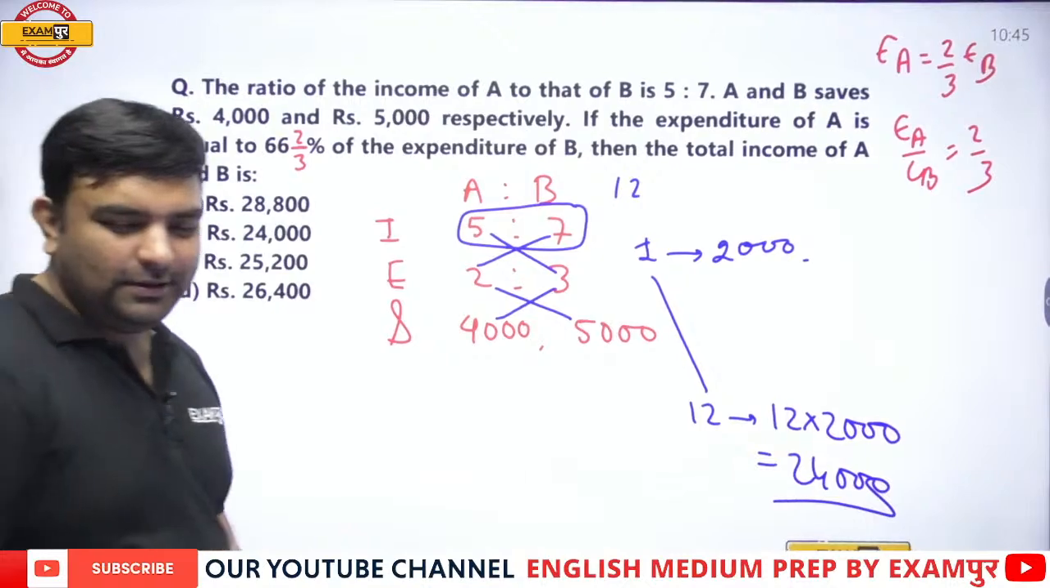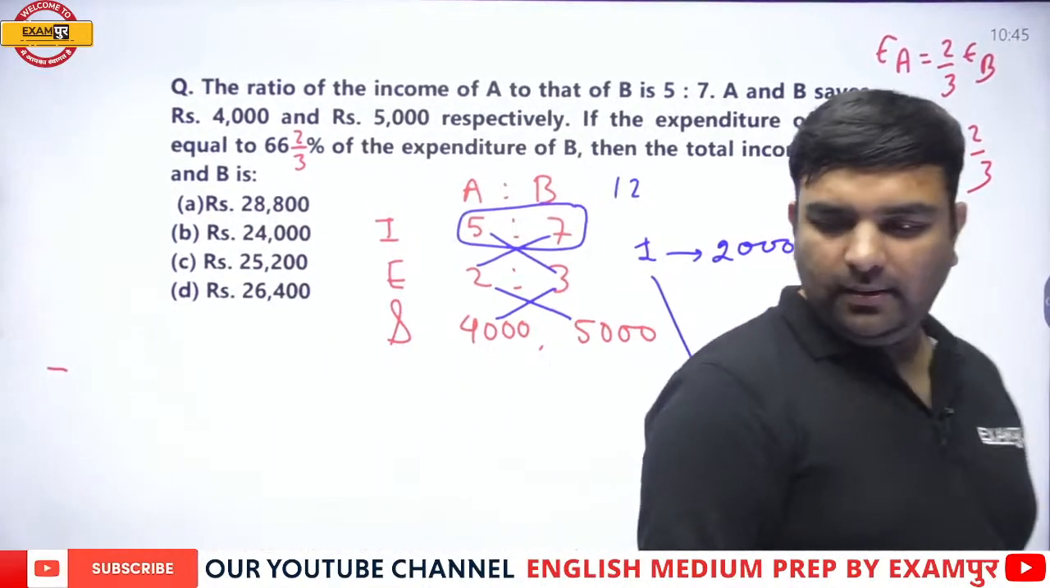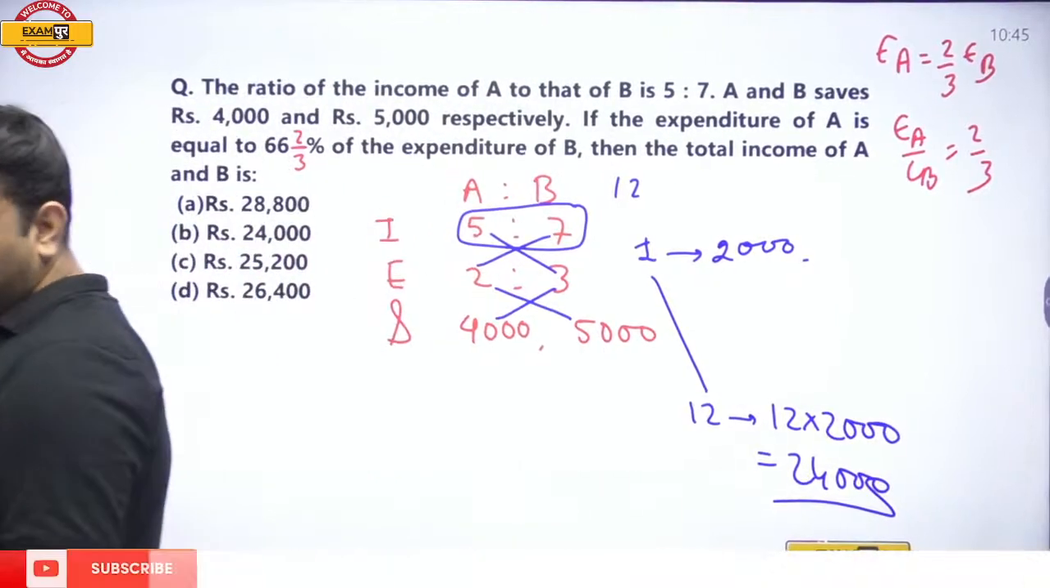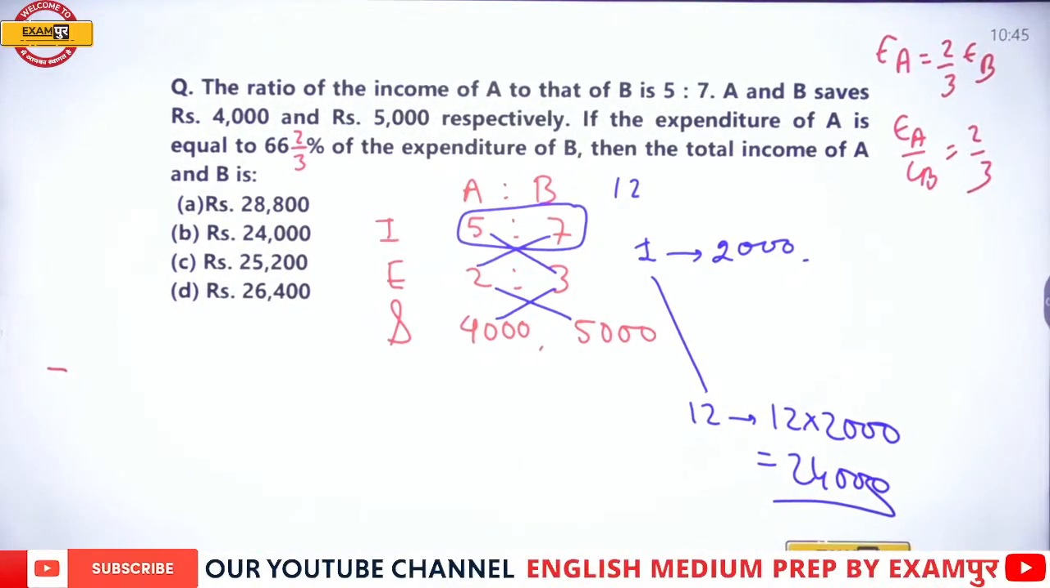Great, Pragati, Shrivani, and all. If 1 is equal to 2,000, then 12 is equal to 24,000.